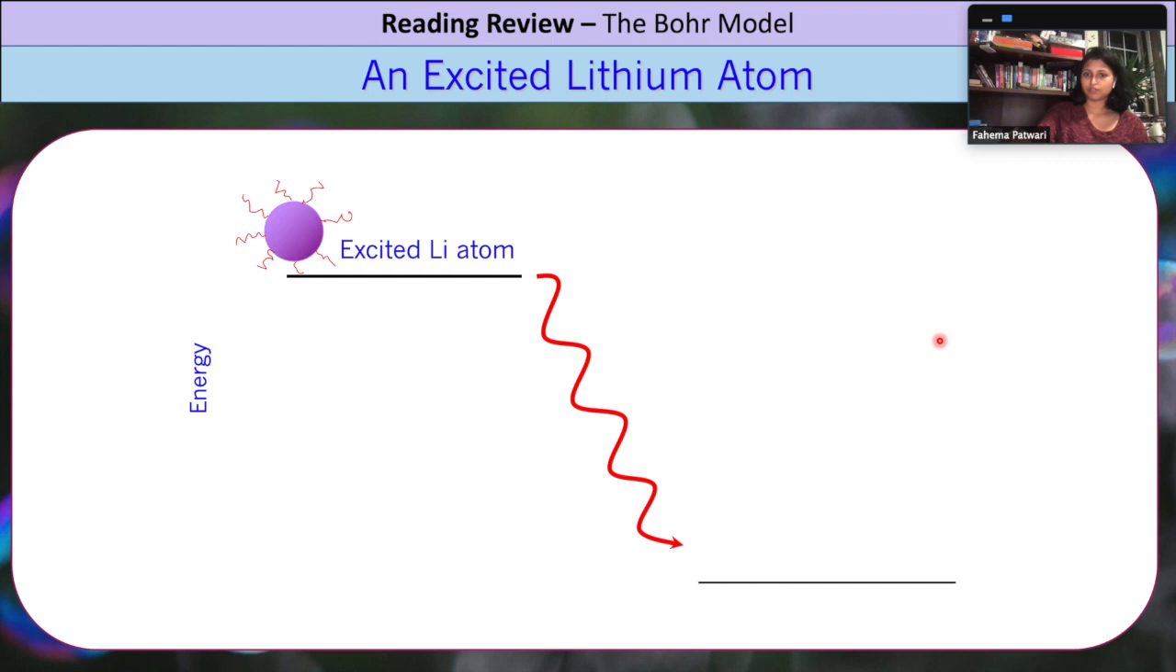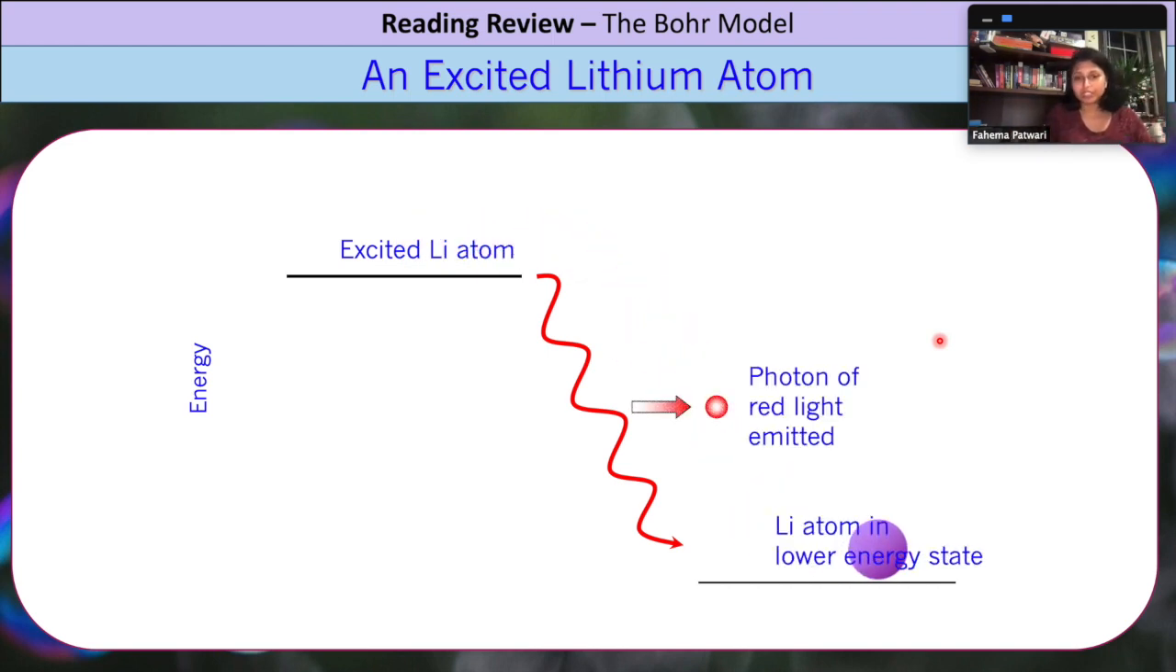Okay, so here, just a visual, you have an excited lithium atom, right? It's full of energy, but it wobbles on down, loses its energy, and that energy is released as a photon of red light, and now that lithium atom is stable in its low energy state.